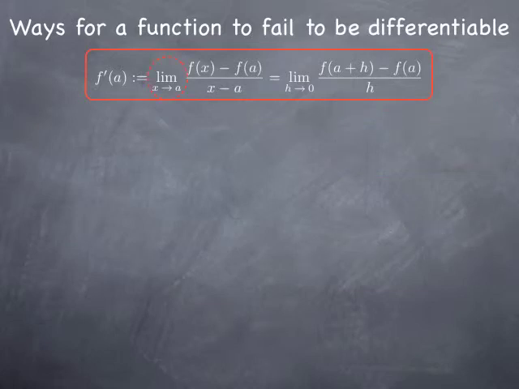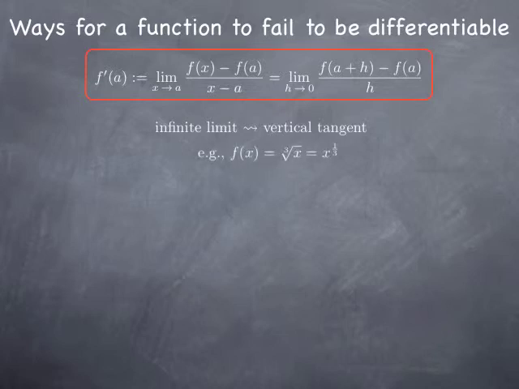Another way a limit can fail to exist is if it goes to infinity. And an infinite limit, here f prime of a is the slope of the tangent line to the graph at x equal a. And so an infinite slope corresponds to a vertical tangent. Let's look at an example. For instance, the function cubic root of x, or x to the 1/3.